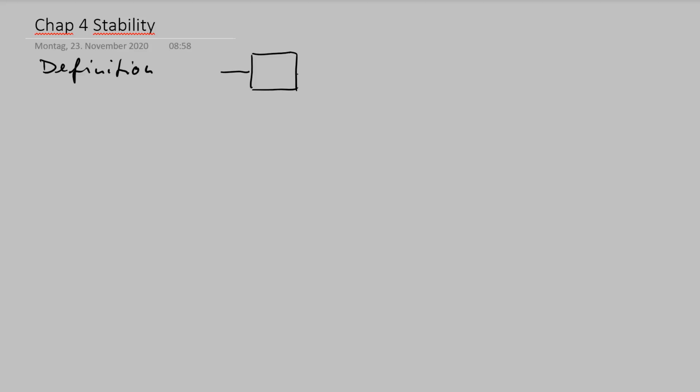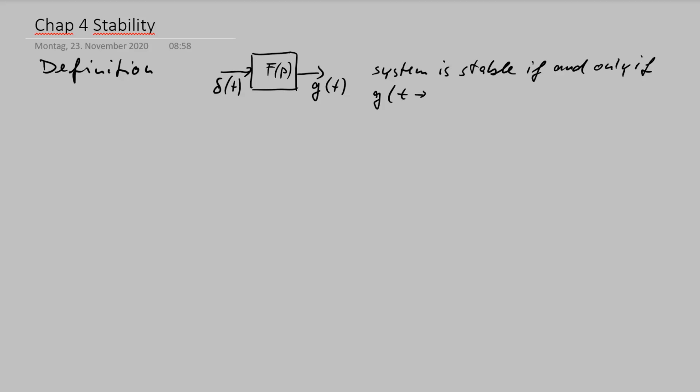Assume that we have a system and we have at the input our ideal unit delta function, and the response of the system is then the unit impulse response. Let's assume that the system is linear and known as an LTI system. The transfer function is given. Then the system is stable if and only if g(t), if we wait long enough, so t goes to infinity, is 0.